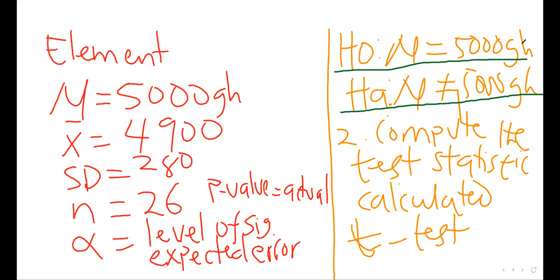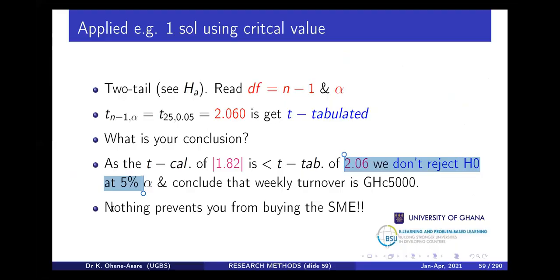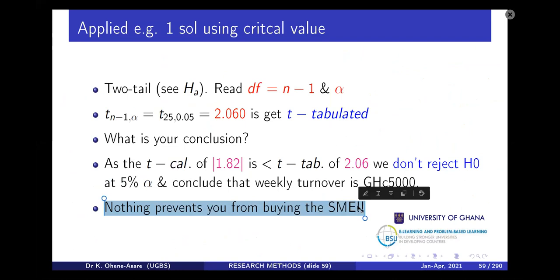And we know that the storyline indicated that if it is 5,000, you will buy the SME. So you got to understand the storyline. And now that we are concluding that it is indeed 5,000, then it means that nothing, absolutely nothing, and that's where the conclusion is at the bottom here. Nothing prevents you, truly speaking, from buying this SME. You are good to go because you didn't reject the null hypothesis. We said go ahead and buy. You couldn't reject it. And we'll see later on that because you made a lot of mistakes in your work, you can't reject what a guy is saying. Okay. So that is the critical value approach.